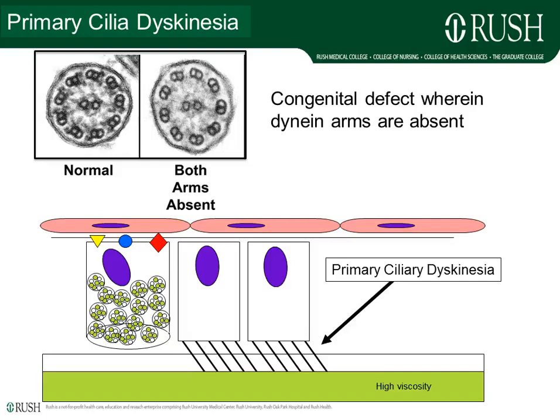Another problem here is that if cilia don't beat because there are no dynein arms, then the person, if they're male, is probably also going to be sterile, because the flagella of the spermatozoa don't beat either, because they're essentially just long cilia. So those sperm aren't going anywhere, and so somebody who has primary ciliary dyskinesia will have numerous respiratory infections, as well as, if they're male, being sterile.